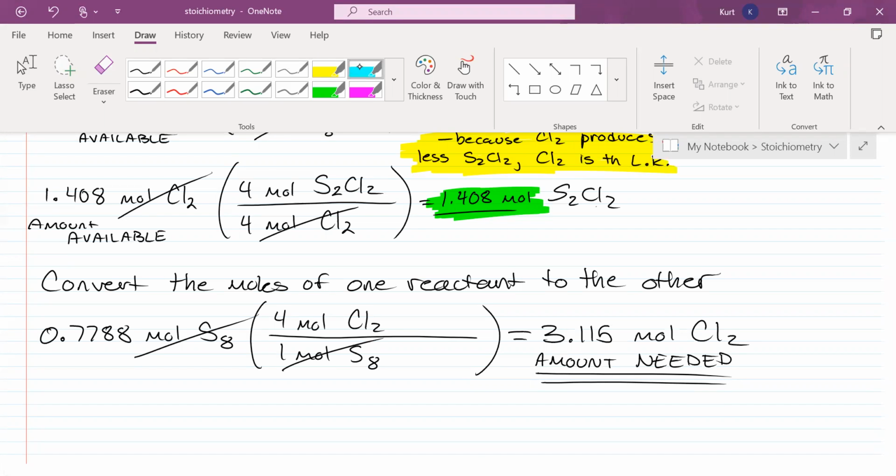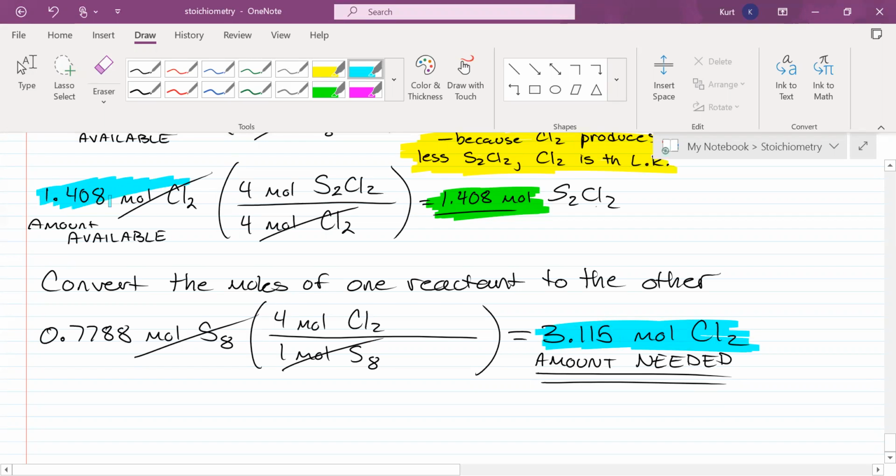I want you to look. I want Carson Dye to tell me, I need 3.115 moles of chlorine. How much do I have available? 1.408. Do I have enough? No. Let's say I want to buy something that is $3.12. I only have $1.41. I don't have enough.